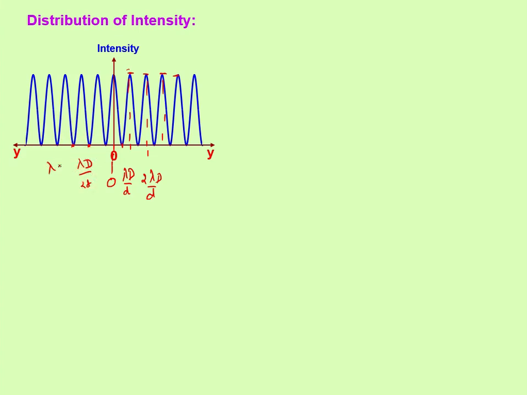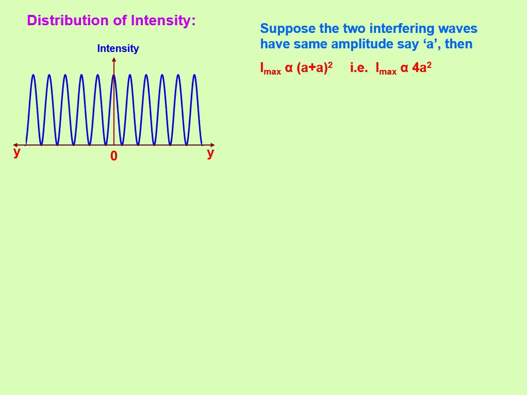This minima, 3 lambda D upon 2d. This minima, 5 lambda D upon 2d. So these are the distances from the center at which we get first maxima, second maxima, third maxima, like this. Again, conditions for first minima, second minima, third minima, like this. So that same calculation has been placed on the graph, and these are basic equations of maximum.